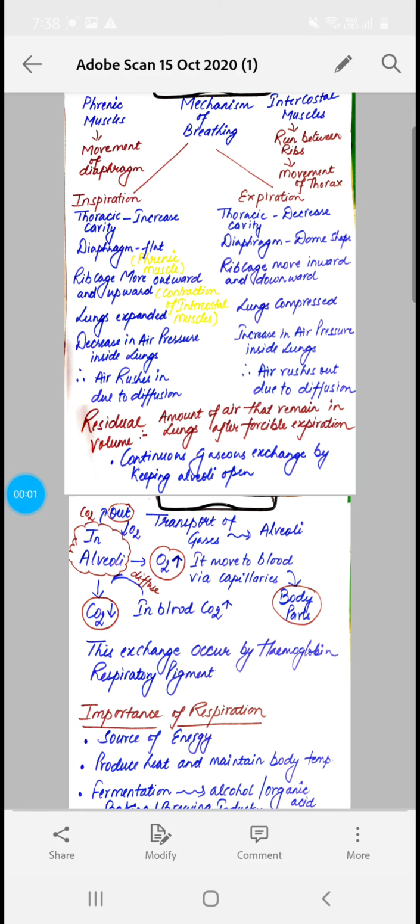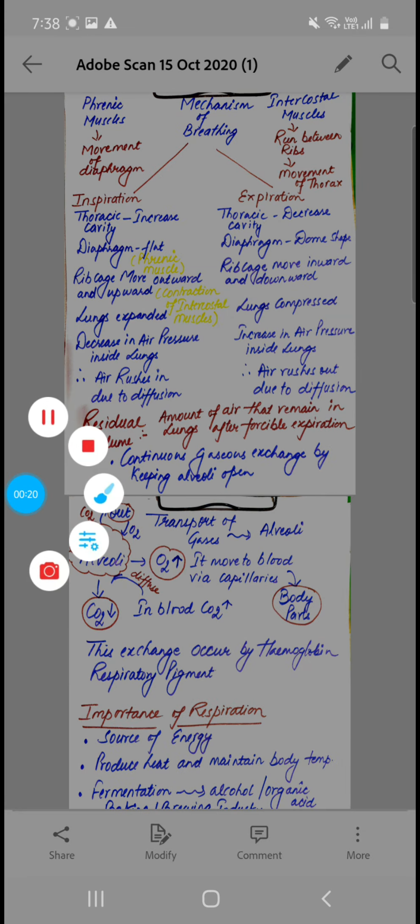Good afternoon, students. I hope that you all have understood the structure of the human respiratory system and its function. Now we will move on to the next topic, that is mechanism of breathing.